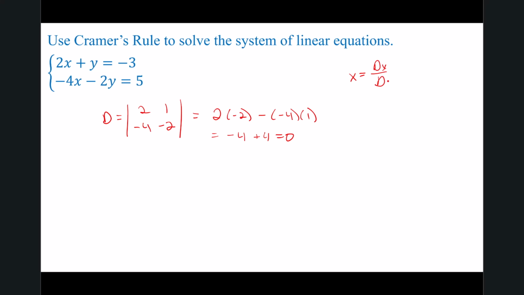So what that means is that there is either no solution or an infinite number of solutions, and Cramer's rule won't help us find that infinite number of solutions if that's what it is. This one happens to be no solution. But what that means is, if the determinant of the coefficient matrix is 0, you need to use a different method. Cramer's rule won't work.